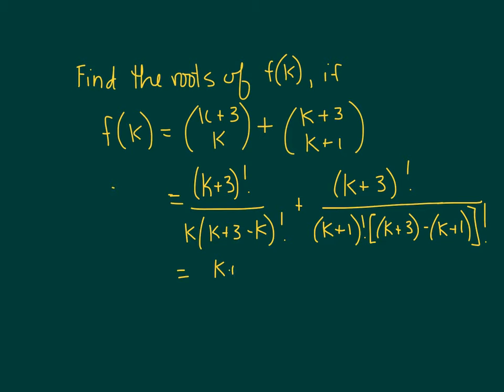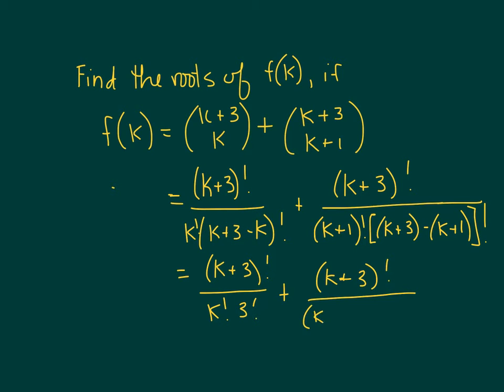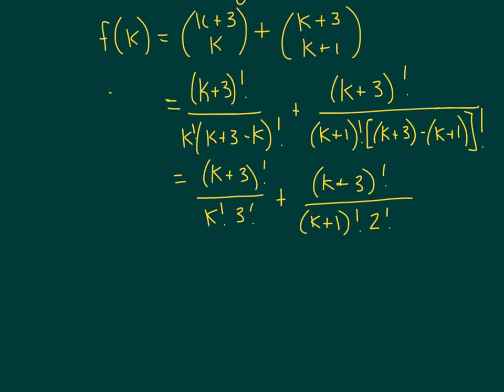So we have k plus 3 factorial over k factorial, times 3 factorial, plus k plus 3 factorial all over k plus 1 factorial, and this is going to give us 2 factorial. Okay, so that makes this a little bit clearer.